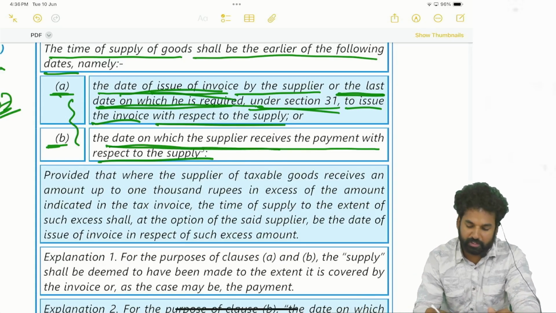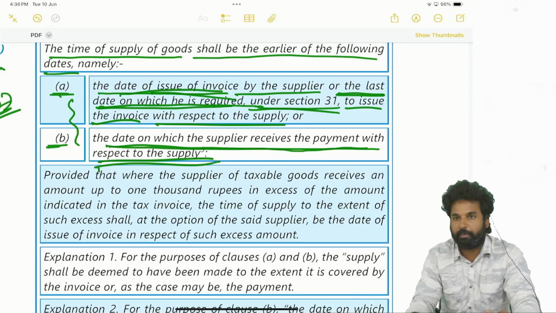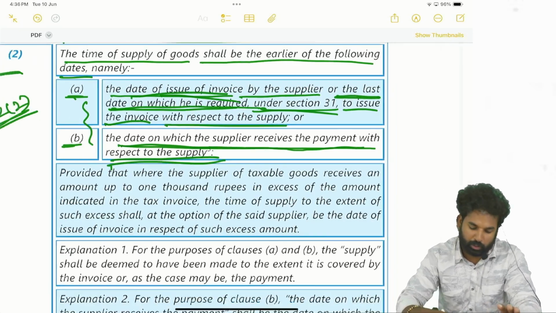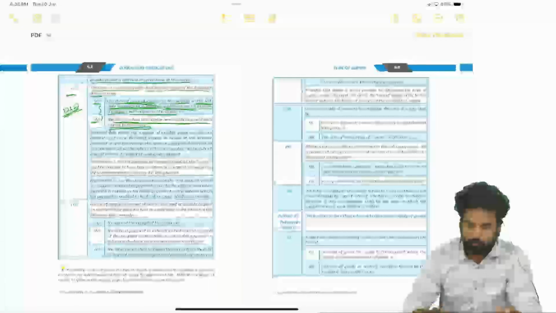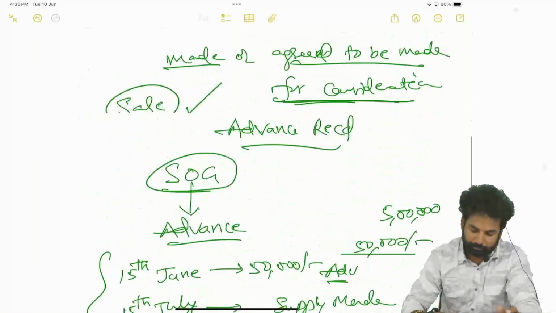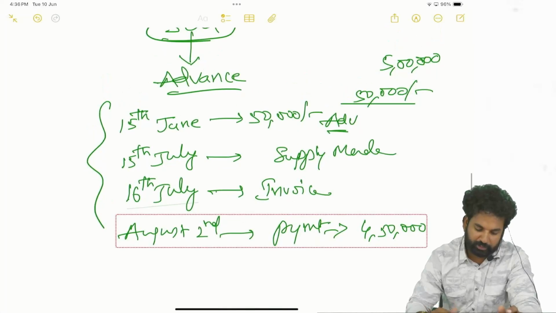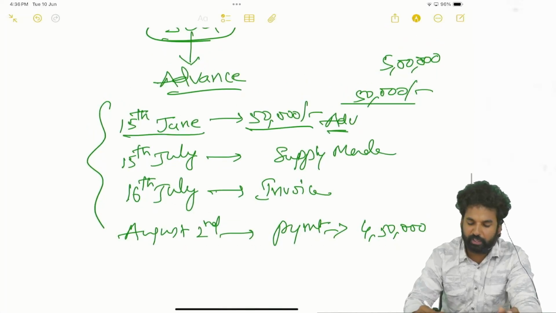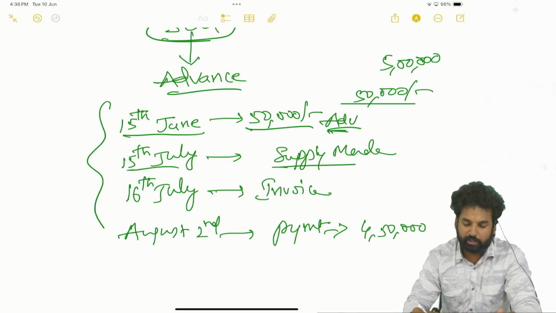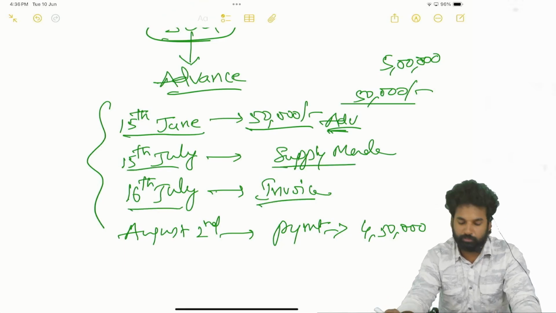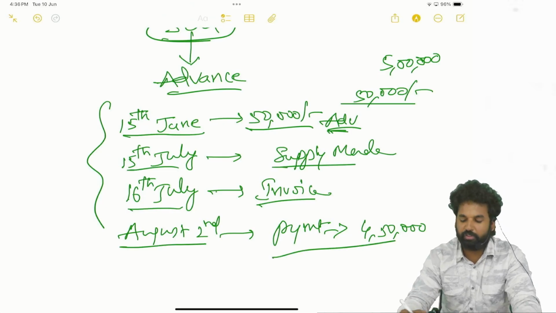Date on which the supplier receives the payment with respect to the supply, the date of payment, we know. So now tell me what will be the time of supply. See, these are the dates. On 15th June, 50,000 advance we have received. 15th July, actual supply made. 16th July, we have given the invoice. August 2nd, we have received the balance payment.